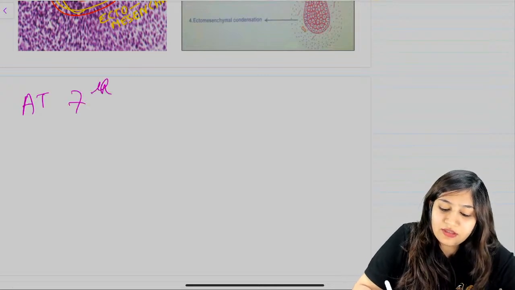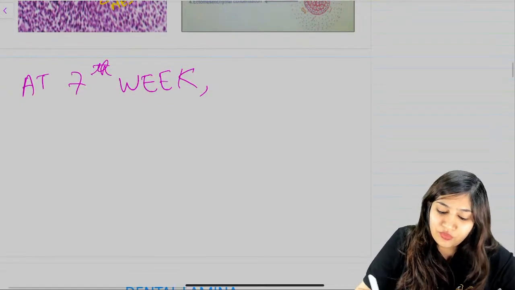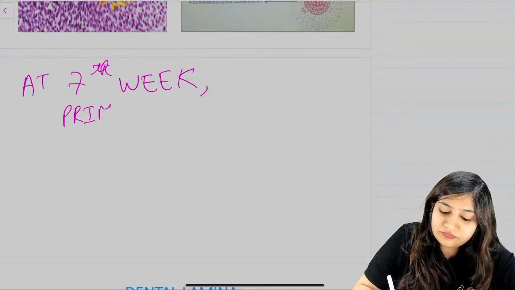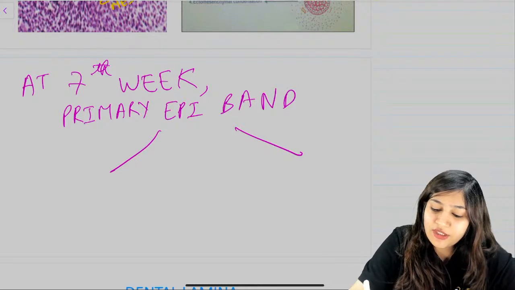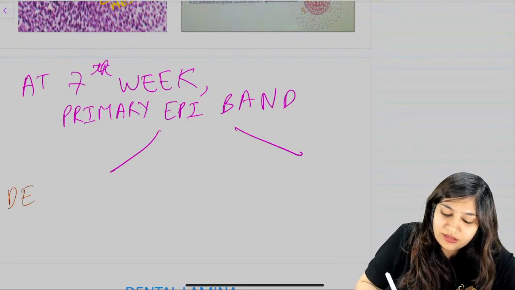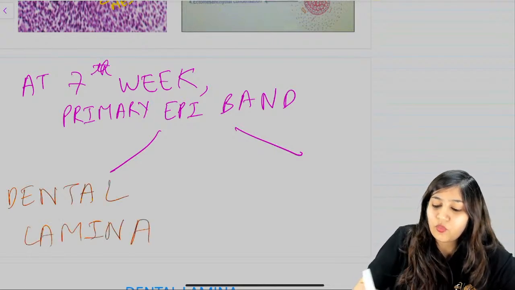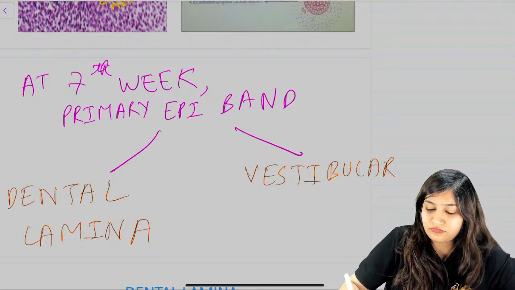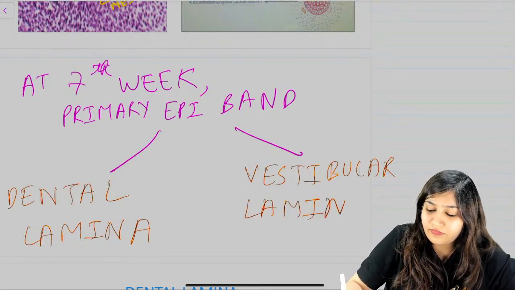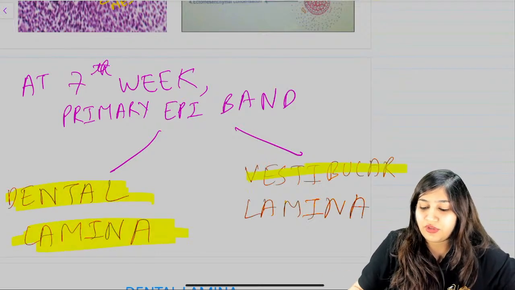At 7th week, this primary epithelial band divides into what? Dental lamina and vestibular lamina. These structures are very important in the formation of tooth.